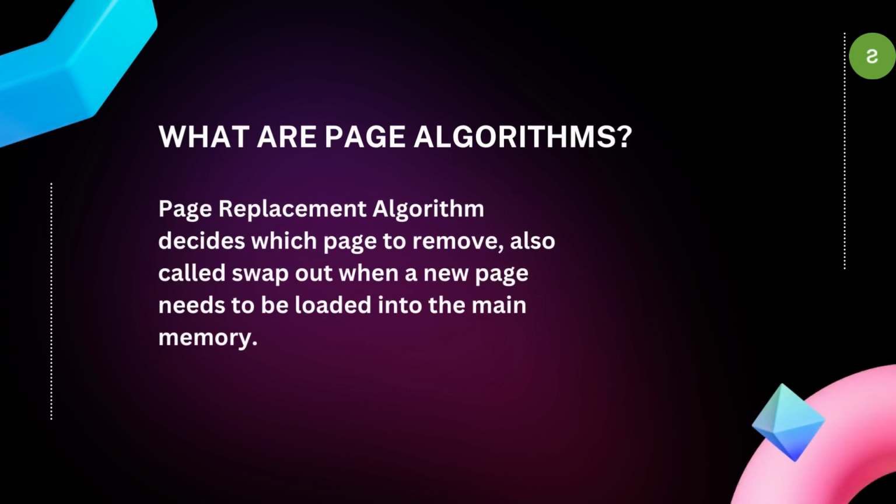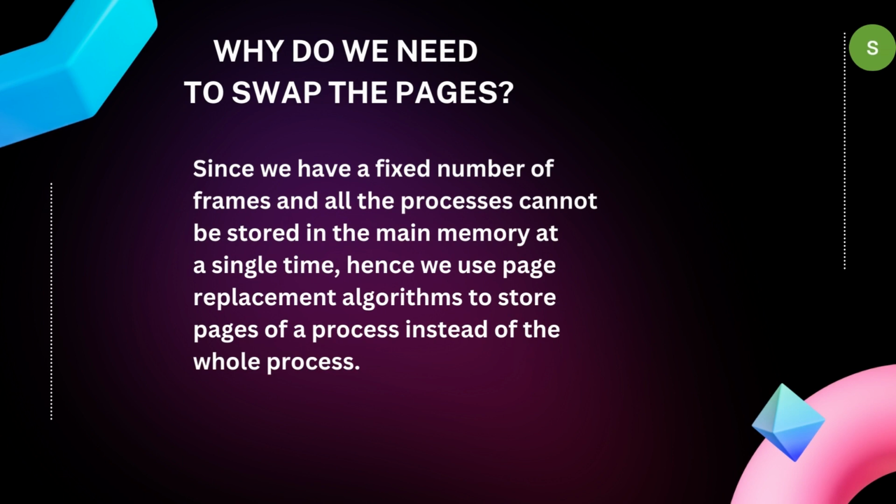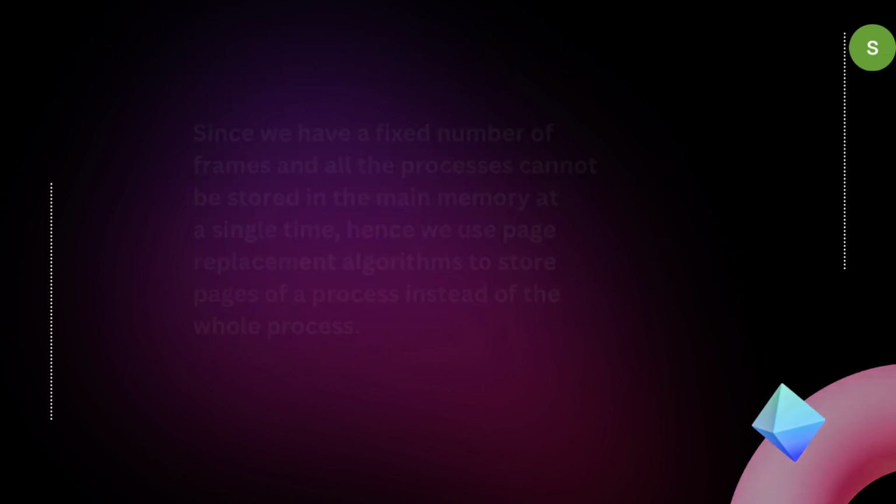For an introduction, what are page replacement algorithms? A page replacement algorithm decides which page to remove, also called swap out, when a new page needs to be loaded into the main memory. Why do we need to swap the pages? Since we have a fixed number of frames and all the processes cannot be stored in the main memory at a single time, we use page replacement algorithms to store pages of a process instead of the whole process.